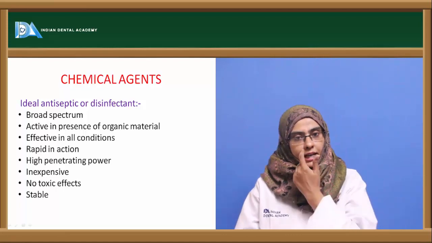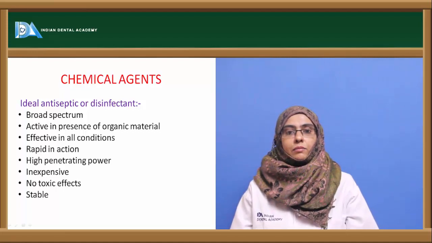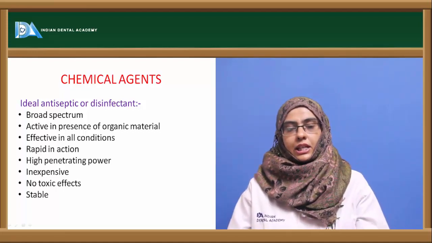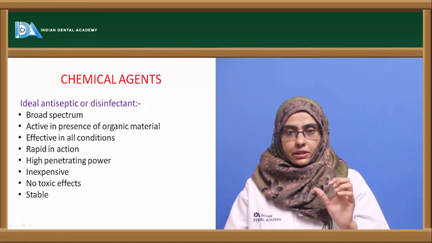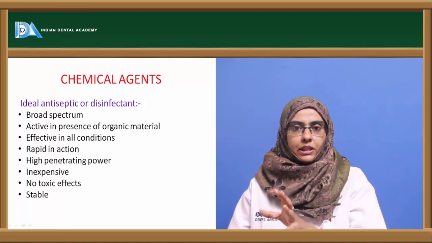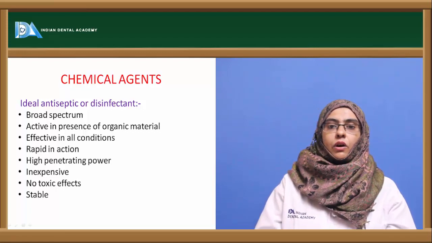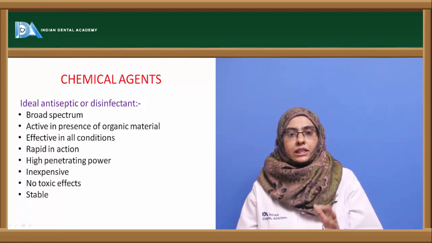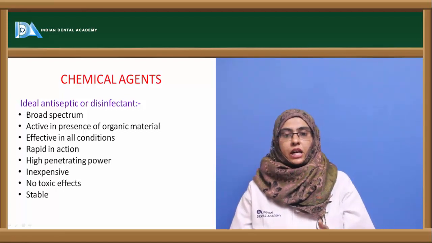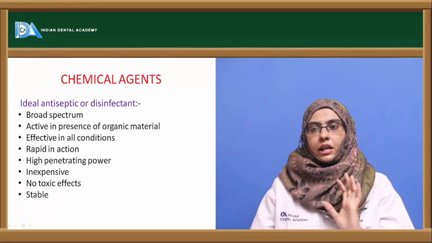Next, it should be active in the presence of organic material. As already discussed, organic material might protect the organisms, thereby rendering the agent inactive. So when you are selecting a chemical agent, you should see that it remains active even in the presence of organic material. Next, it should be effective in all conditions, irrespective of the condition present in the environment, whether it is a temperature or a pH variation. The chemical agent should be effective in all conditions.